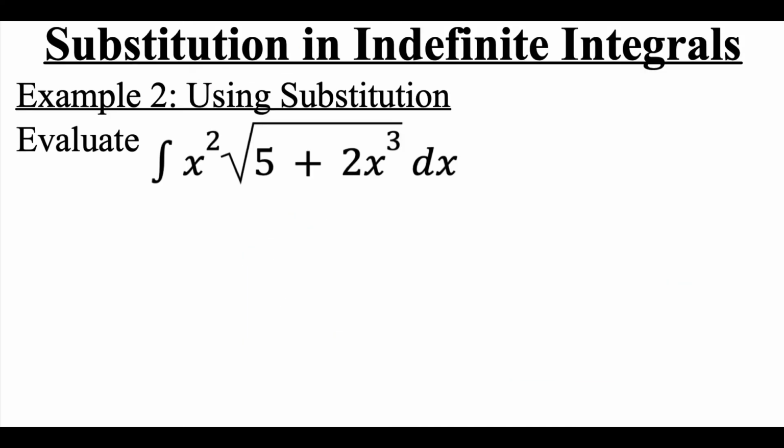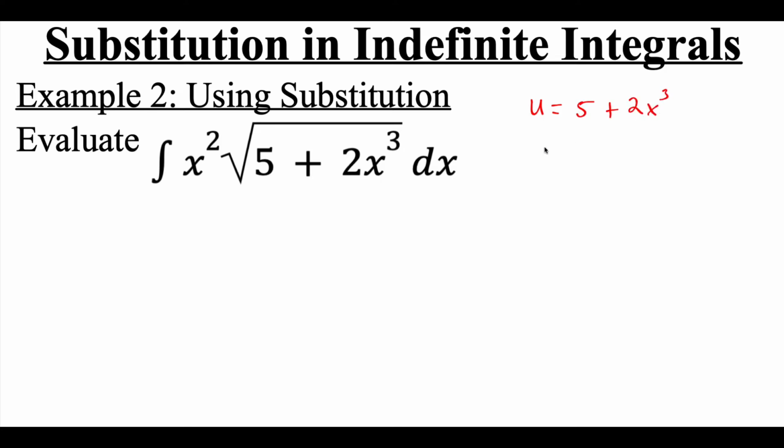Now taking a look at this example, we've got the integral of x squared times the square root of 5 plus 2x cubed dx. Now the tricky part on this one is that square root. So what we're going to do is let u equal the stuff underneath the square root, so the 5 plus 2x cubed.